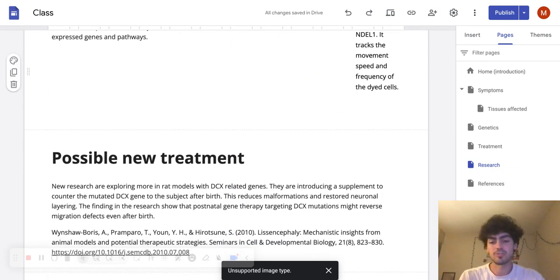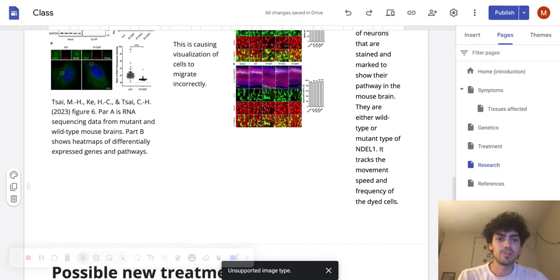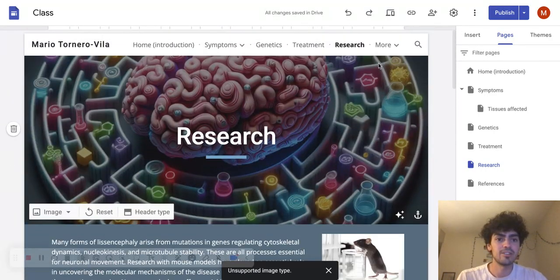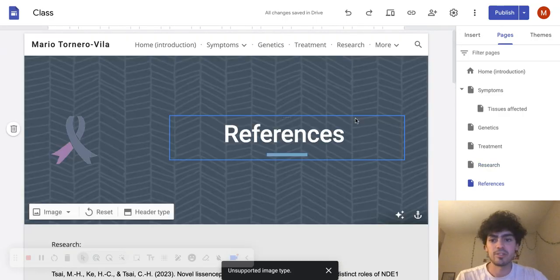And finally, ending with a new possible treatment, so they end more on a happy note. And of course, here I have just the references laid out.